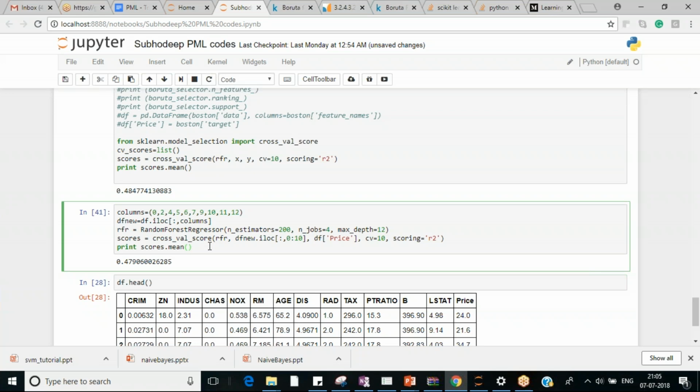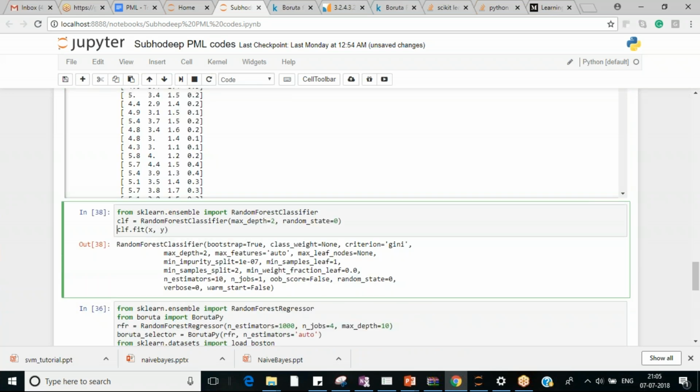One more thing, the columns which we have selected, we have removed noise. So it should be better than 0.4847 something, isn't it? No, what happens is, in our first iteration we got 50%, 50.05. I think this has a different parameter. Let me have a common parameter and let's see what happens.